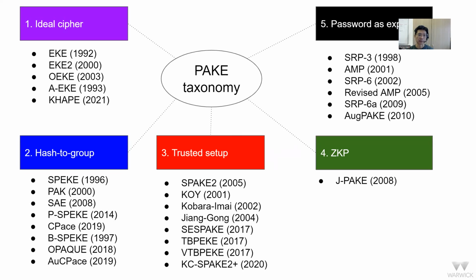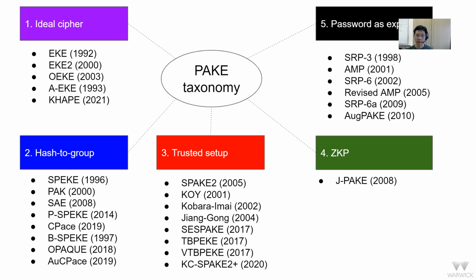The second class is based on hash-to-group. So that is the F function used in SPEKE, and all other protocols use the same F function as in the SPEKE protocol. The third class is based on trusted setup. So this is the same setup as used in the Dual EC random number generator. The assumption is that there's a trusted third party to define certain group parameters.